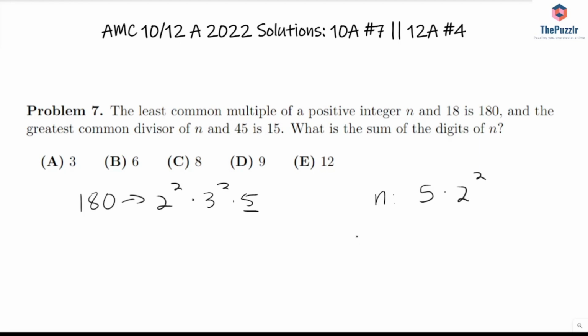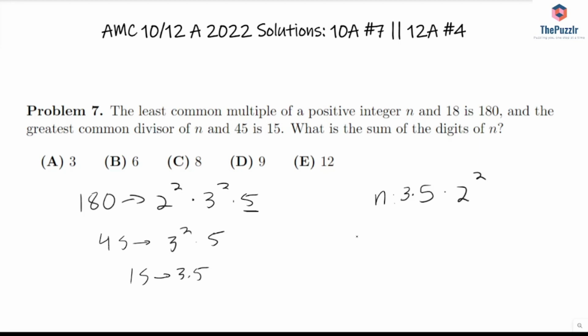Okay, now what can we tell from the greatest common divisor of n and 45 being 15? Well, we know that 45 can be written as 3 squared times 5. And now if the greatest common factor is 15, which is 3 times 5, that means both n and 45 have factors of 3 and 5 at least. So we already know it has a factor of 5, and we know it has one factor of 3. Notice that it can't have two factors of 3, because then 45 also has two factors of 3, so the GCF would also have two factors of 3 since both numbers have that.